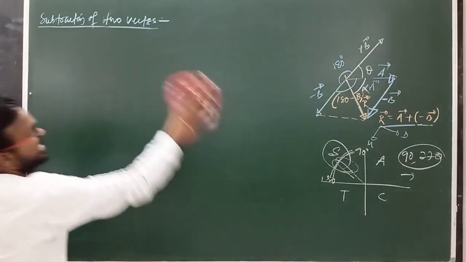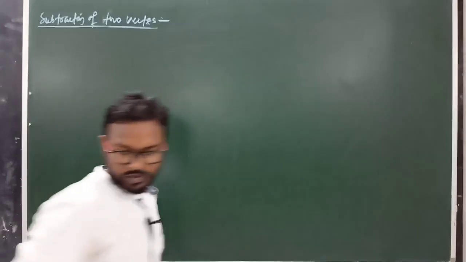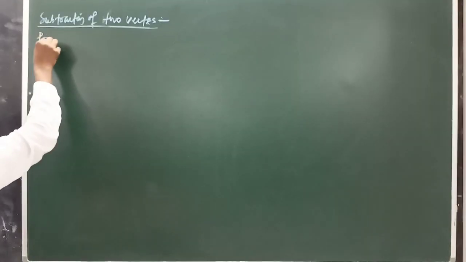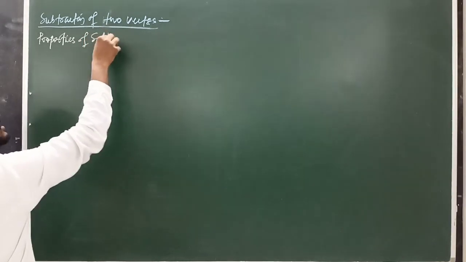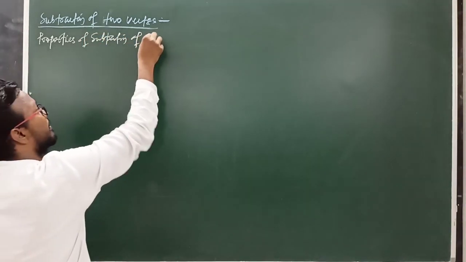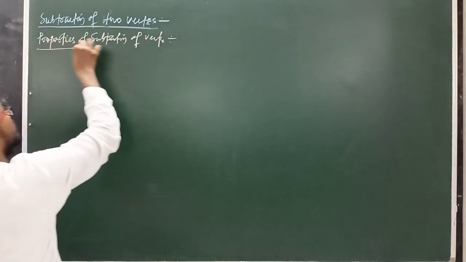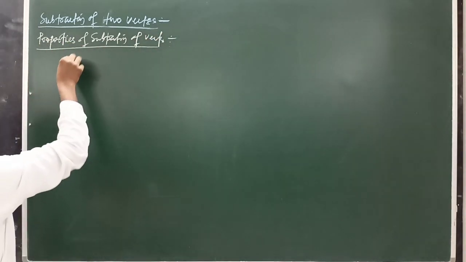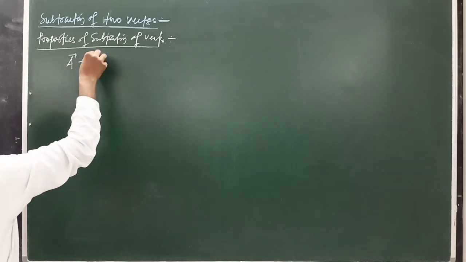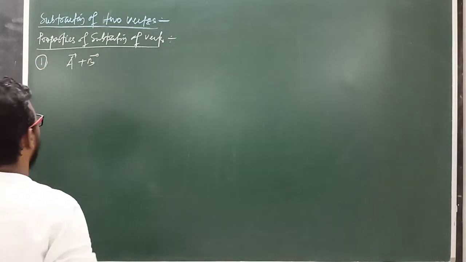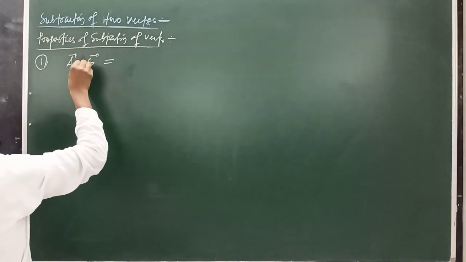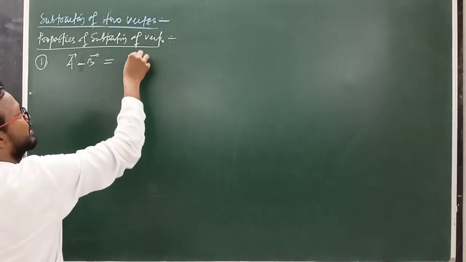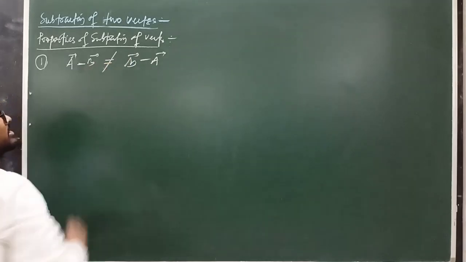And for this subtraction of vector, you can write the properties of subtraction of vector. So how can we subtract? Its properties means, can we say A vector plus B vector follows the commutative property, that A vector minus B vector equals B minus A vector? No, this is not equal.